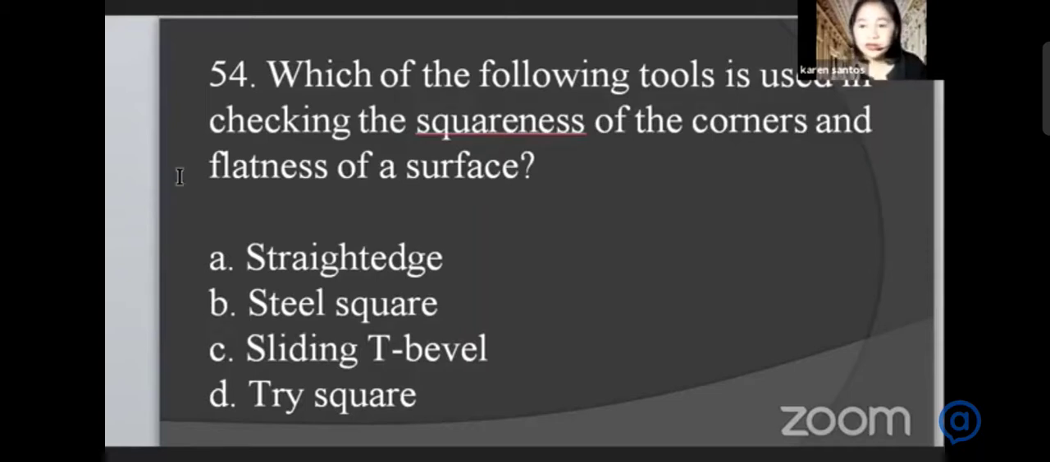Okay, what is the correct answer? From our room, someone answered letter D and letter B. From our FB Live, letter B, letter C, and letter D. Okay, so the correct answer is letter B, which is the steel square.